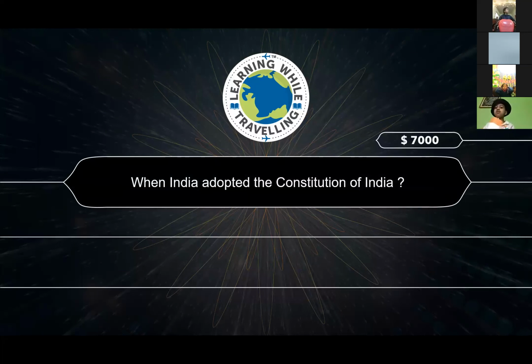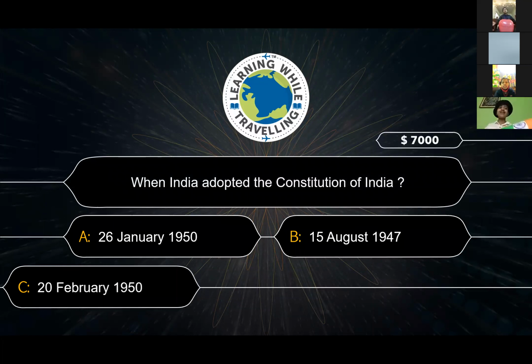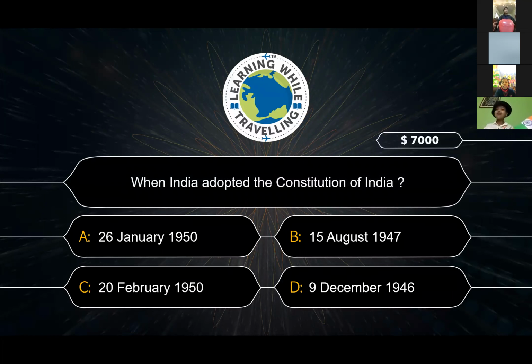Sixth question is for $7,000 points. When did India adopt the Constitution of India? Options are A, 26 January 1950, B, 15th August 1947, C, 20 February 1950, D, 9th December 1946.